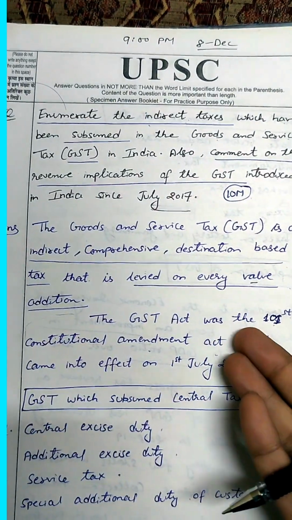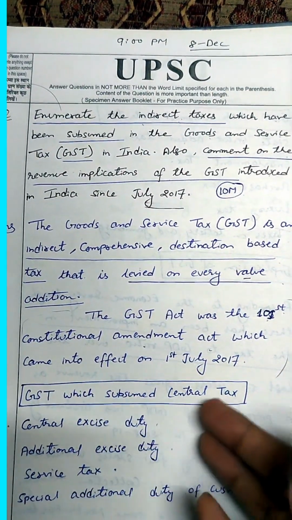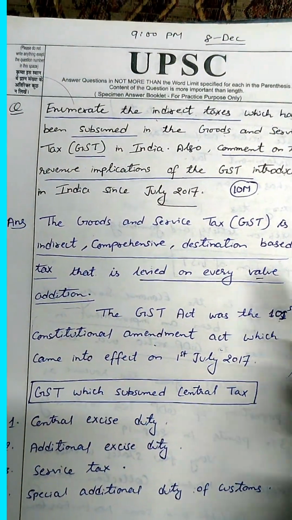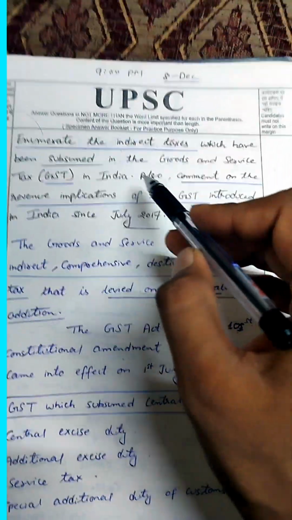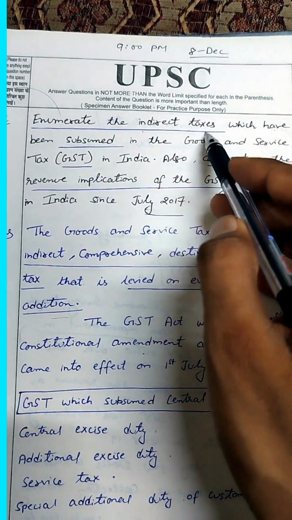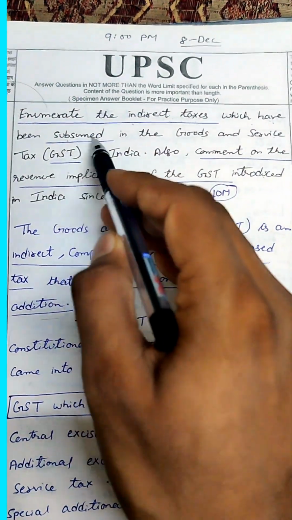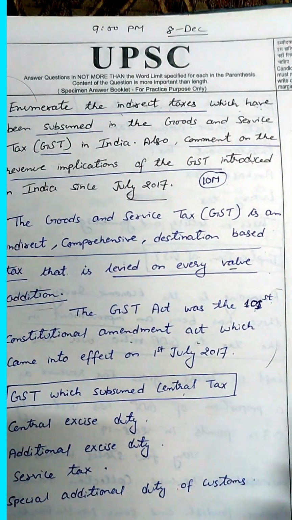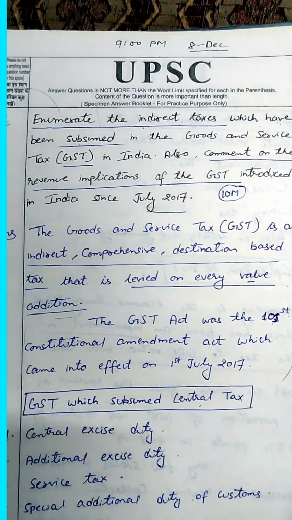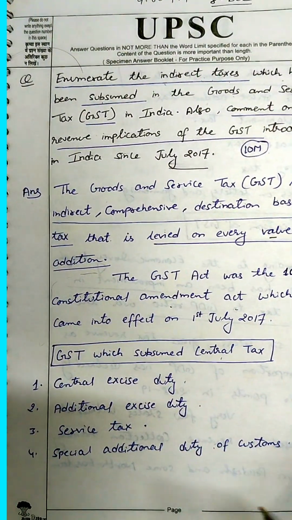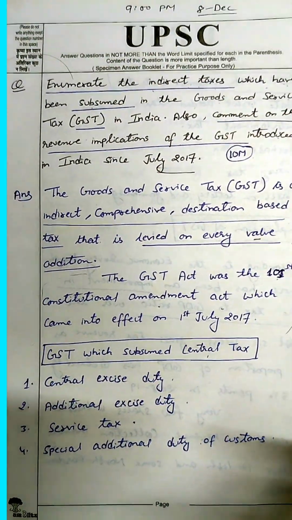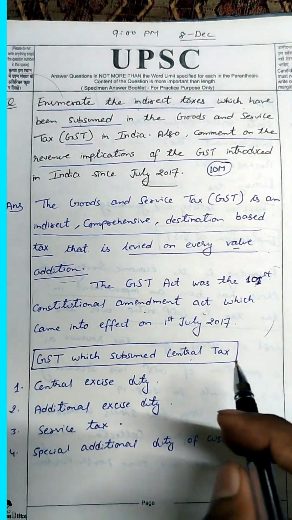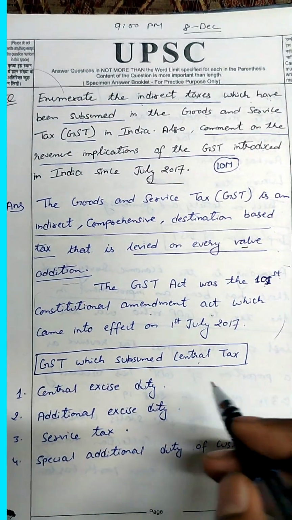After that you will talk about the GST which has been subsumed. So while talking about it, what it is asking is the indirect taxes which have been subsumed. So what I have done is I have bifurcated the central tax and state tax separately, so that the examiner will know the person has a clear-cut idea regarding the central tax and state tax also. Okay, fine.